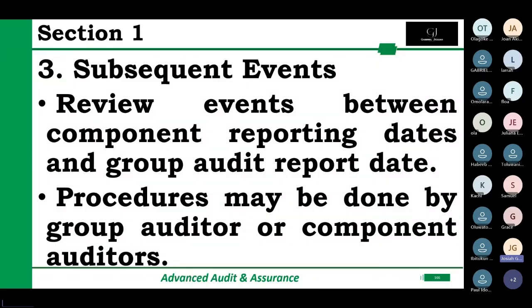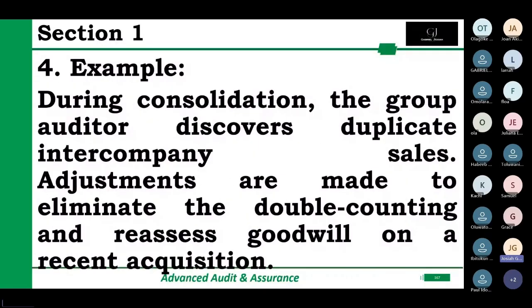They need to review subsequent events that affect the financial statements, reporting, and also the audit report date. So, for example, during consolidation, the group auditor decided acquisition. So these are examples of areas where the group auditor could harness through procedures and pick out audit issues.